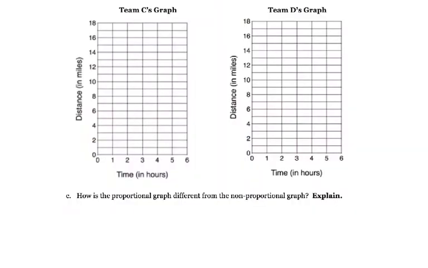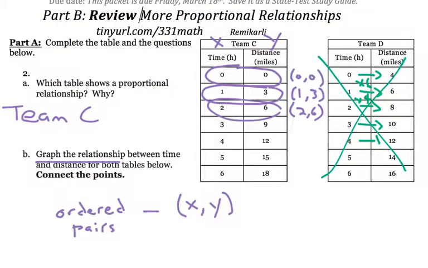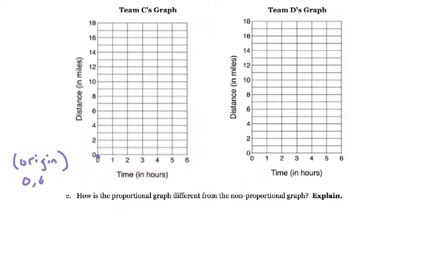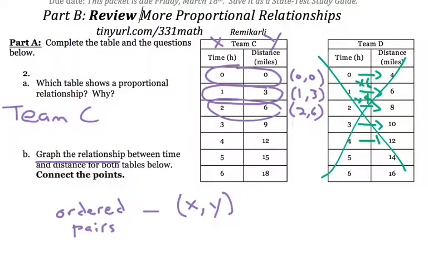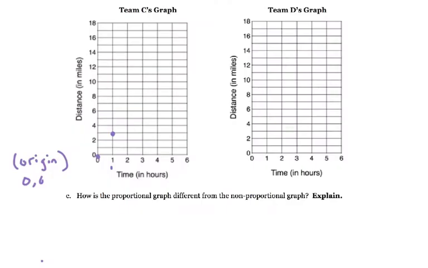So the first ordered pair is 0, 0. So that one is just right here. And remember, that's called the origin, the point of 0, 0. The next point is 1, 3, or 1 hour and 3 miles. So we'd come over to our x value 1, which is right here, and then go up to 3, and that would be the point 1, 3. The next one is 2, 6, or 2 hours and 6 miles.